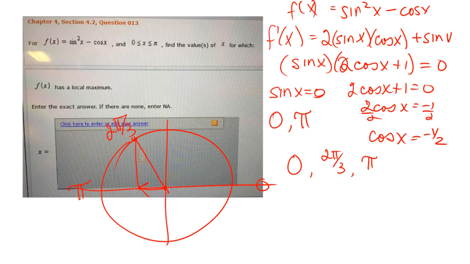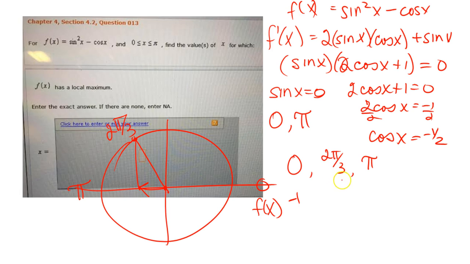I think I graphed this, but if we look at the original function and we try some points, at 0, f of x would be 0, minus 1, or negative 1. So that makes me think that 0 is going to be our minimum.